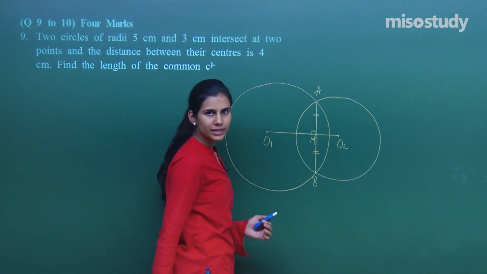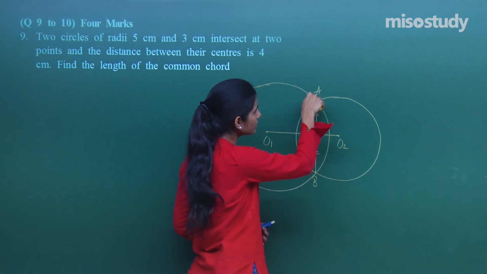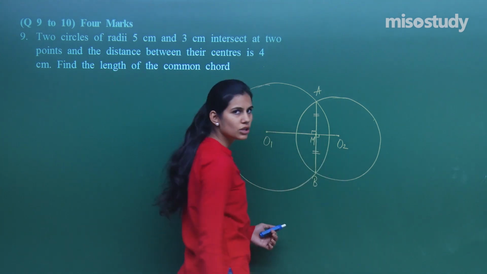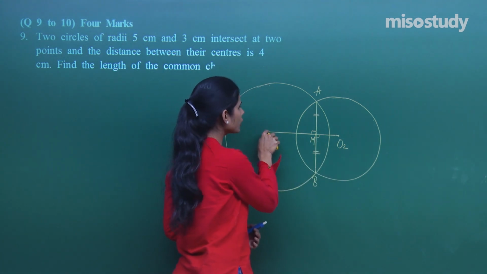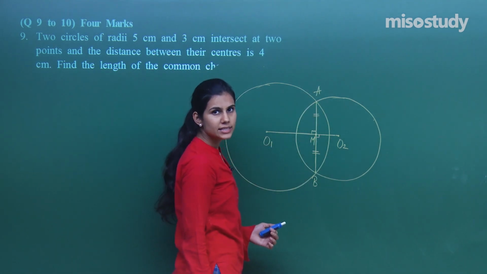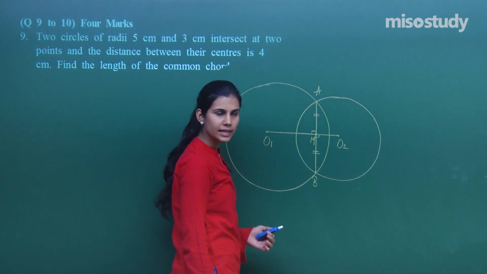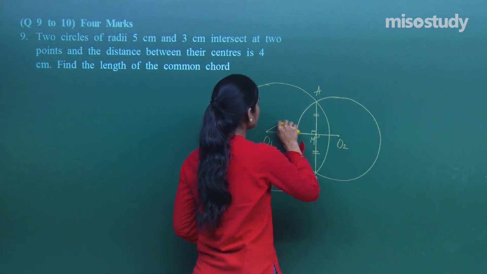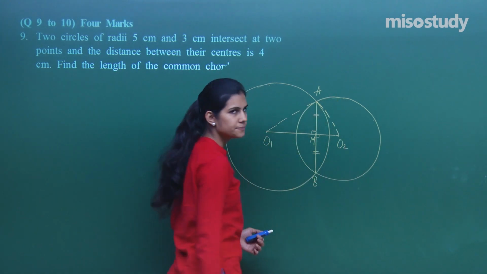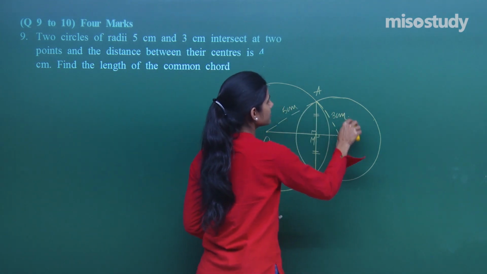If I join O2 with M, actually what is happening? I am drawing a line segment from the center to the chord such that it is bisecting the chord, and therefore this line has to be perpendicular to the chord. So basically, the line segment joining O1 and O2 is bisecting the chord as well as it is perpendicular to the chord. So O1O2 is the perpendicular bisector of the chord. Clear? Now you join this and you join this. This is 5 centimeters, here it is 3 centimeters.